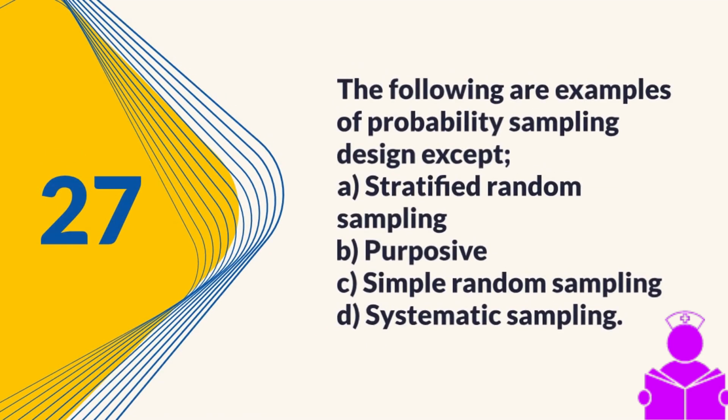27. The following are examples of probability sampling design except A. Stratified random sampling, B. Purposive, C. Simple random sampling, D. Systematic sampling.